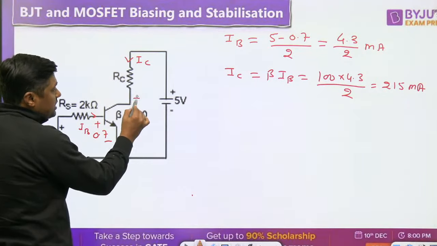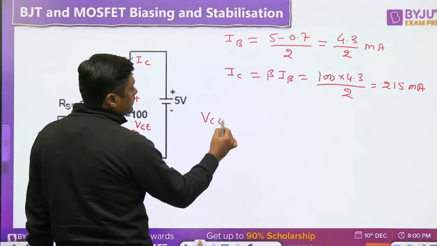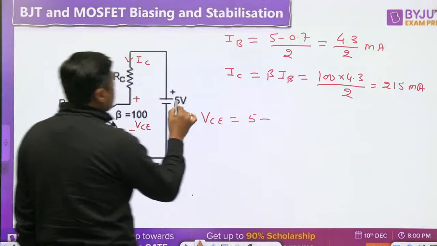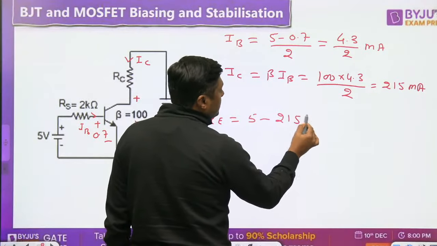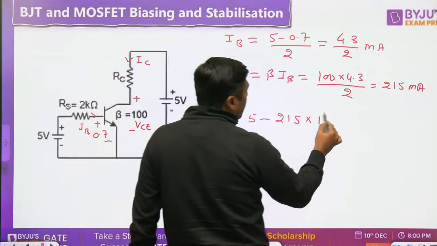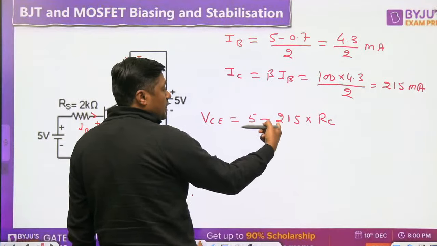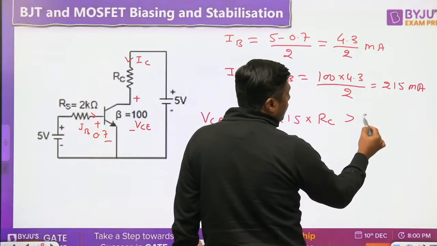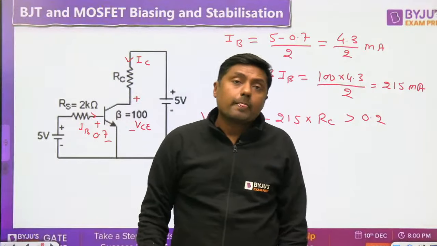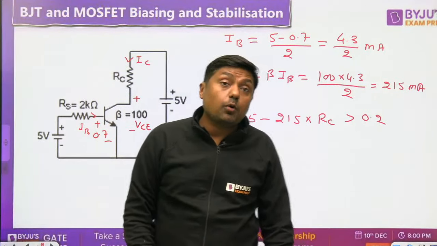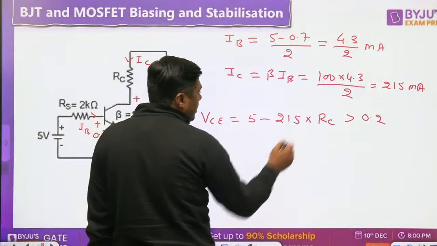Then what is the VCE? VCE is given by 5 minus IC into RC. What is the IC? 215 milliampere into RC. We have to find the RC. That will give you the answer in kilo ohm. Remember, this is in milliampere, no? It should be greater than or equal to 0.2. Otherwise, the transistor will enter into saturation. So, from this you can find the value of RC.